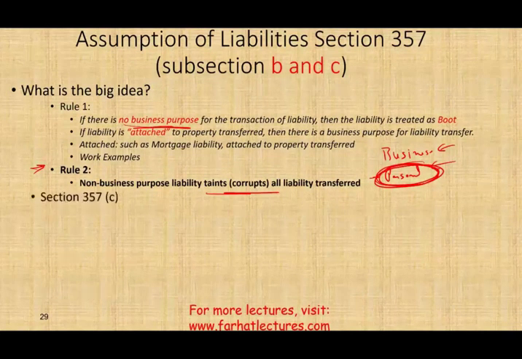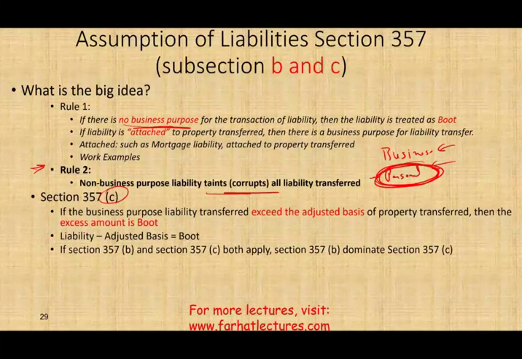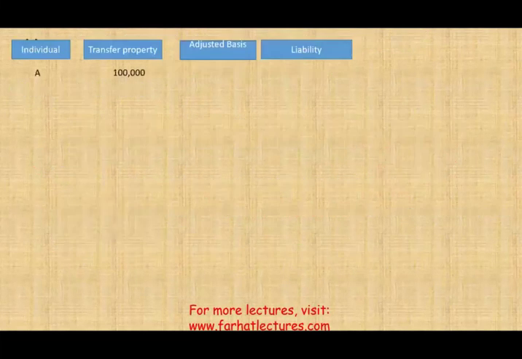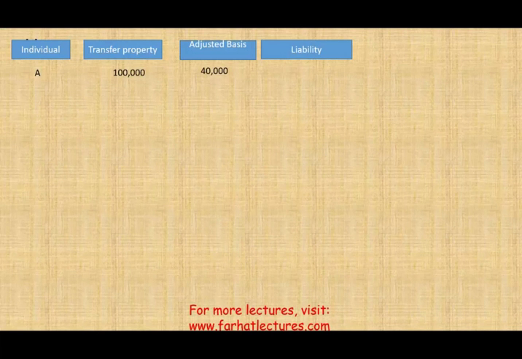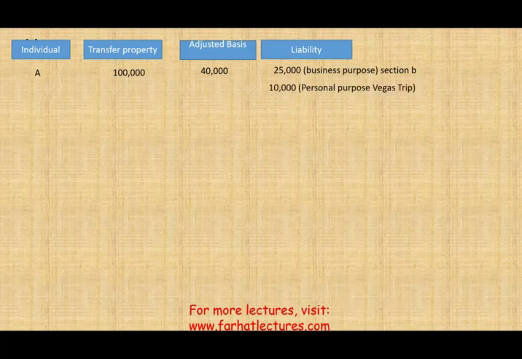Okay, so let's take a look at an example for rule number 2 before we go into Section 357. So individual A contributed a property of $100,000 with an adjusted basis of $40,000. So far so good. So the realized gain is $60,000. With that property comes a $25,000 business purpose loan. So far so good. However, before individual A contributed this property, they took a $10,000 loan and went to Las Vegas. They took a Vegas trip. Well, guess what? This Vegas trip is a personal loan. You tainted everything. So this loan tainted that loan. Now everything is considered a liability, which means we have a boot.